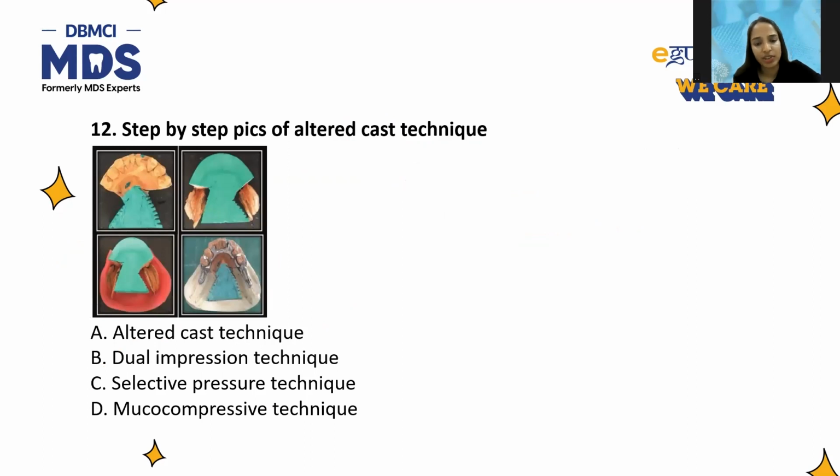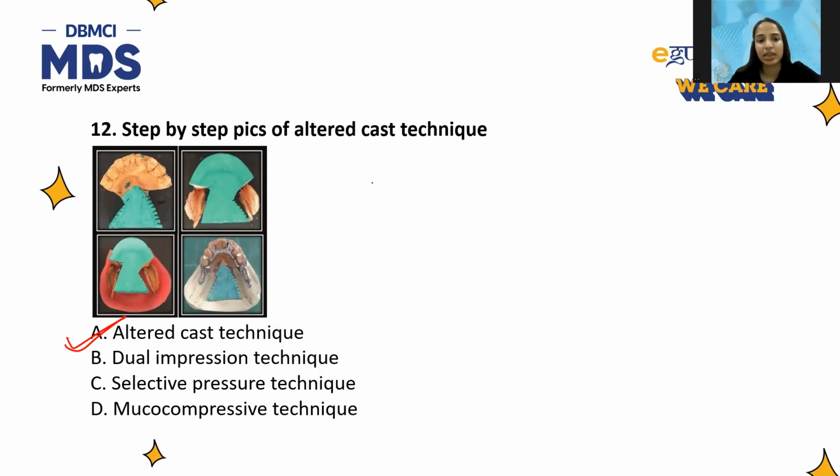Now, next question. What was asked in the exam was an image-based question, and it was told to identify what is being shown here. And from this image, it is a very straightforward question from removable partial dentures. The correct answer is option number A, altered cast technique. Dual impression, selective pressure, mucocompressive, all of these are wrong.